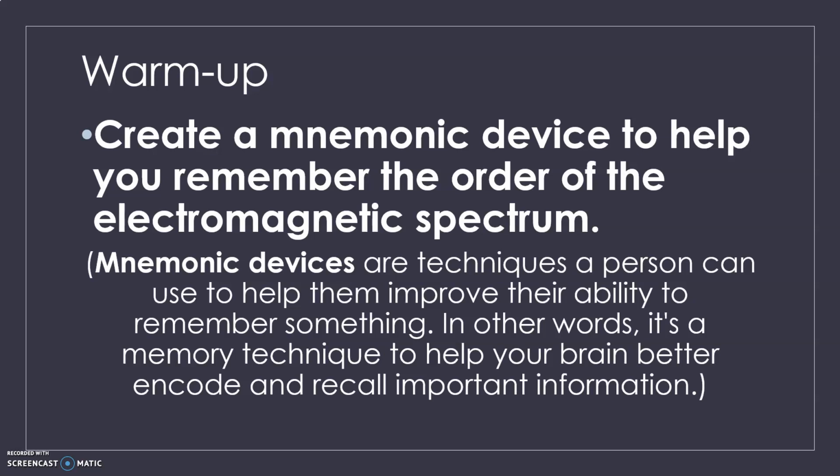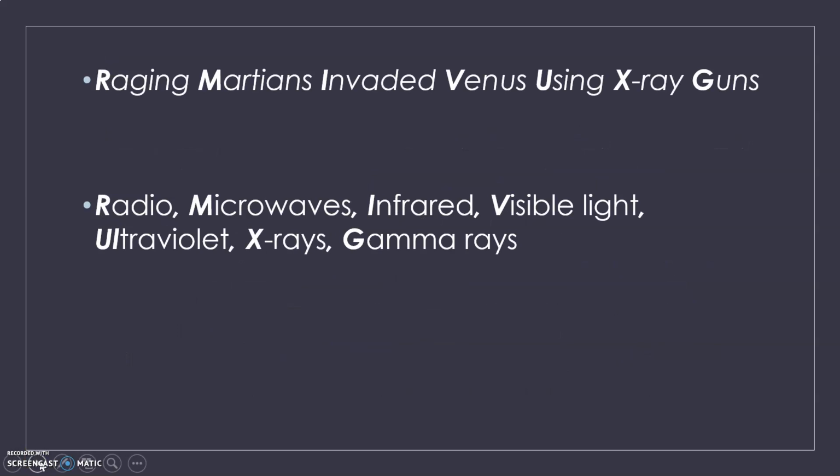So here is a mnemonic device to remember the electromagnetic spectrum. Raging Martians invaded Venus using X-ray guns. So again, the electromagnetic spectrum order is radio waves, microwaves, infrared waves, visible light, ultraviolet, X-rays, and gamma rays. So again, that will help you hopefully remember the order of the electromagnetic spectrum, and you can come up with your own if that one does not work.